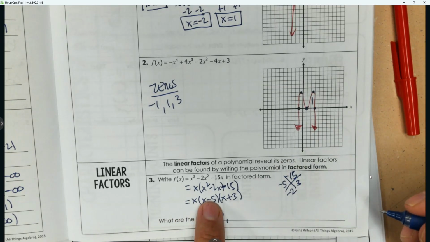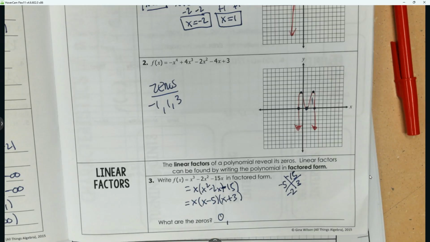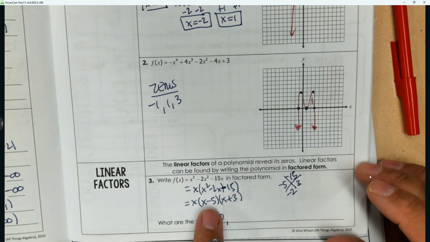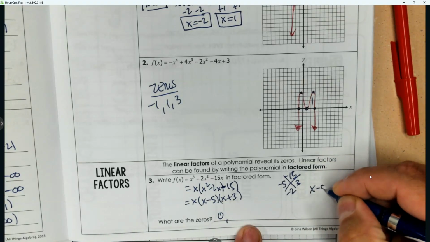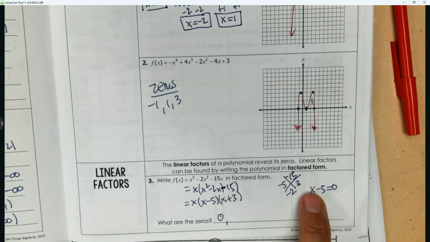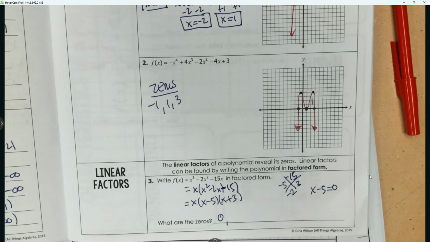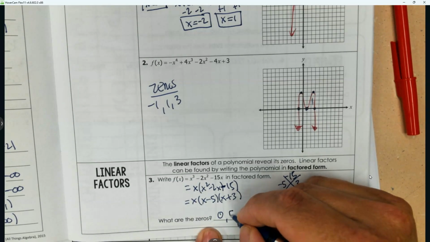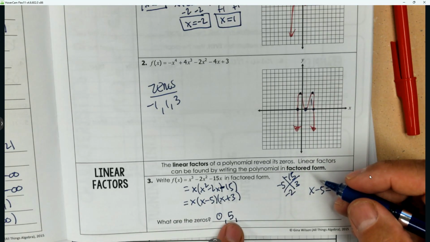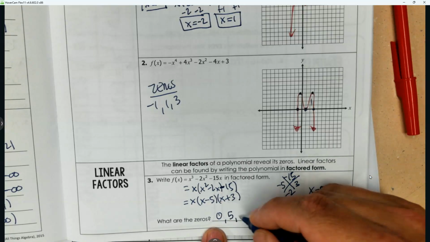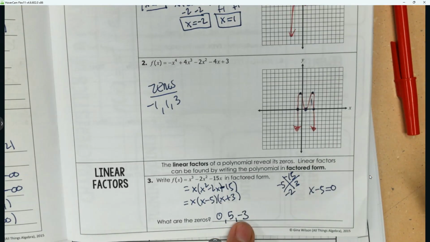Now, a linear factor and a zero are opposite numbers. So when I solve x minus 5 equal to 0, to get x by itself, I'm going to add 5. They end up being opposite numbers. So instead of -5, the zero is positive 5. Factors and zeros are opposite numbers. Just like here, with +3, the zero is going to be -3.